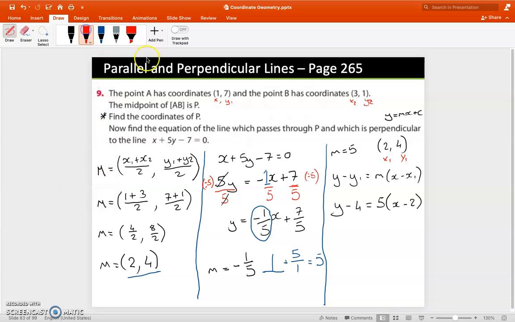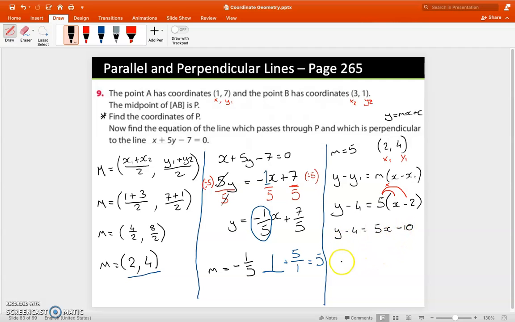Then this 5 is going to multiply with the x, and it's also going to multiply with the minus 2. So we're going to multiply here. We're going to be left with y minus 4 equals 5x. 5 times x is 5x. 5 times minus 2 gives me minus 10.